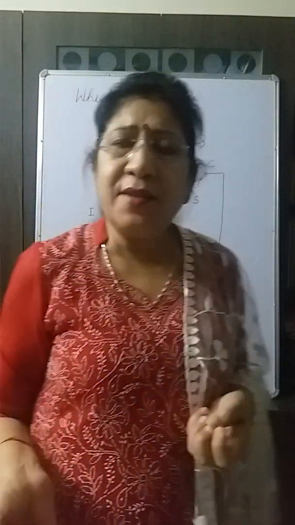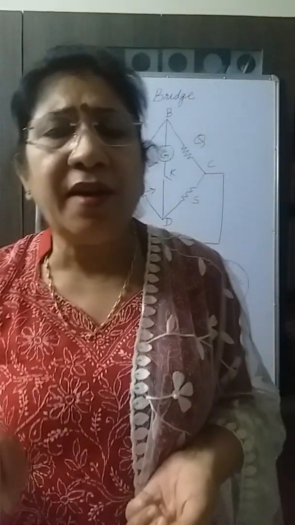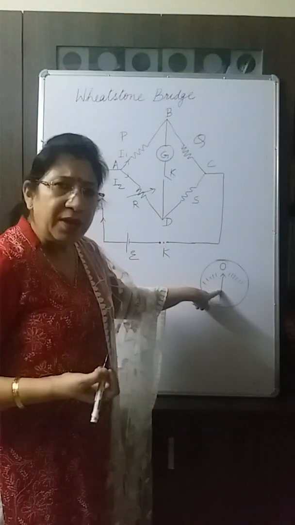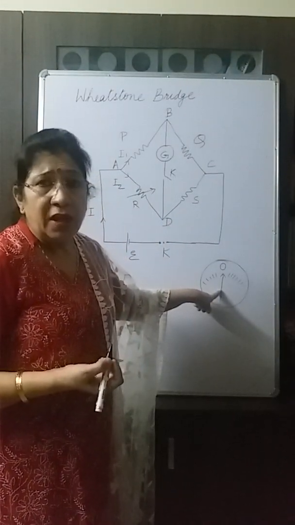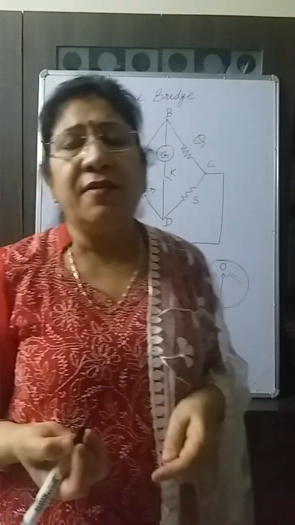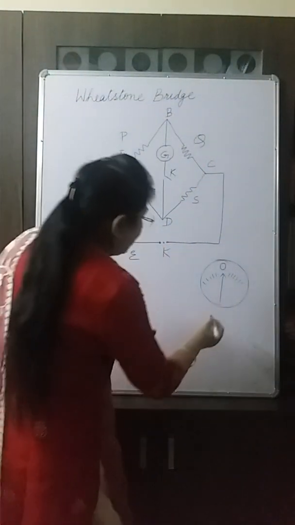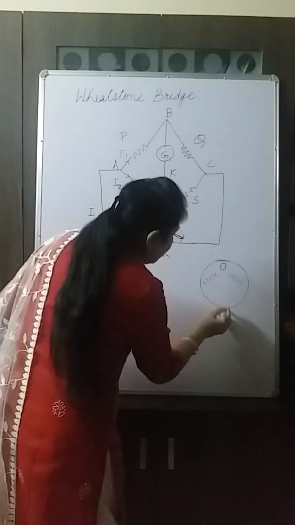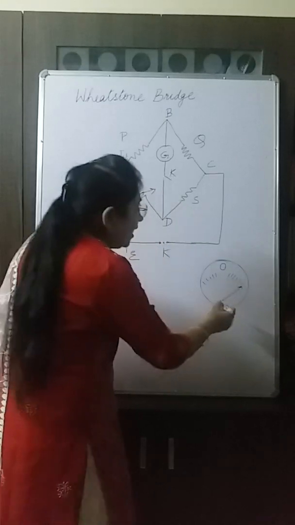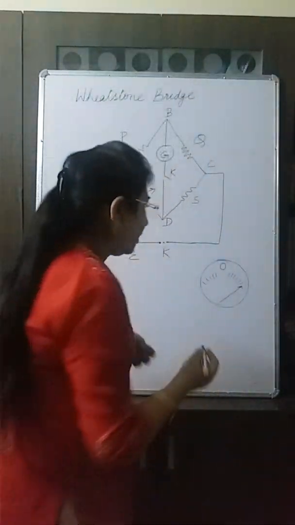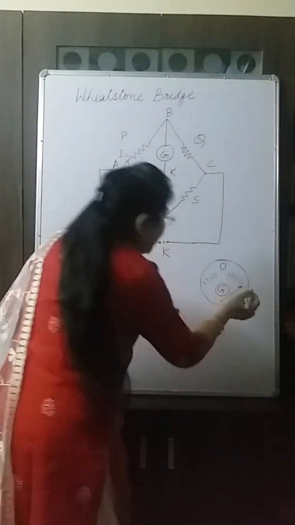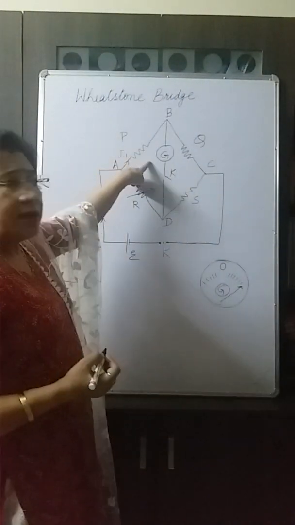Since this is a device to detect current, whenever even a small current flows through it, the needle in the galvanometer will show deflection. If the galvanometer is sensitive, it shows full scale deflection. The needle will deflect and show full scale deflection for even the smallest value of current. The deflection can be on either side. So this galvanometer is used here.